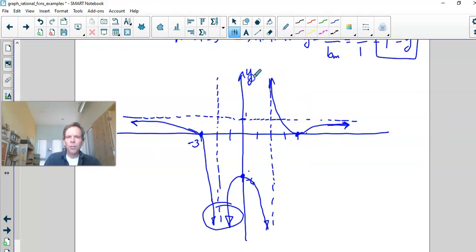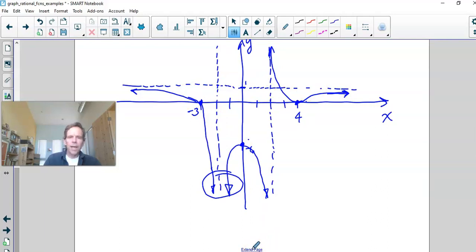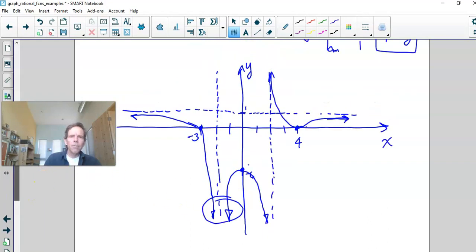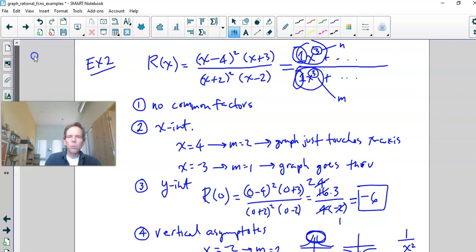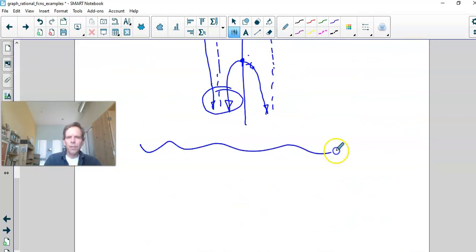What's fun to do is to use Desmos or GeoGebra online graphing tools and see how close you got after you're done with this. The last step that's kind of good to do, unless you're stretched for time, is to see if the graph crosses the horizontal asymptote anywhere. And the way you do that is you set the function equal to the horizontal asymptote. So this is sort of icing on the cake.